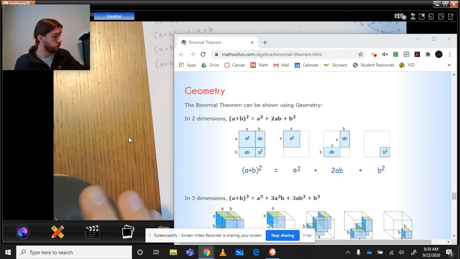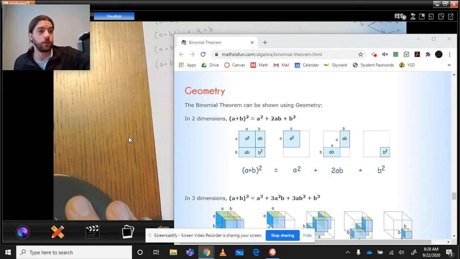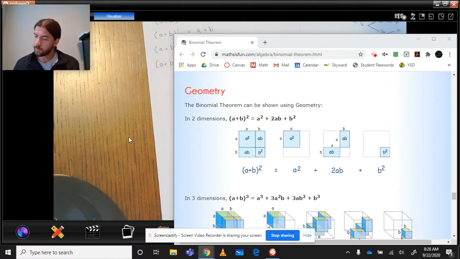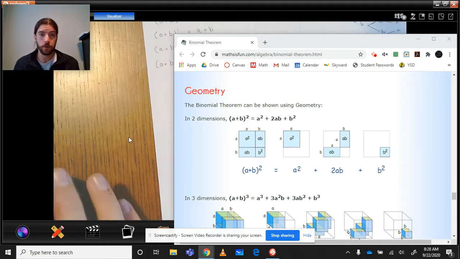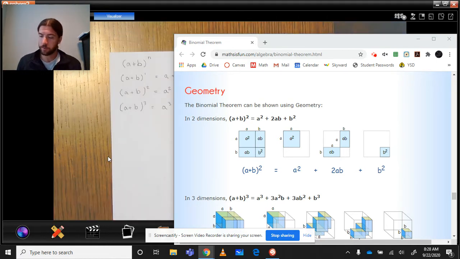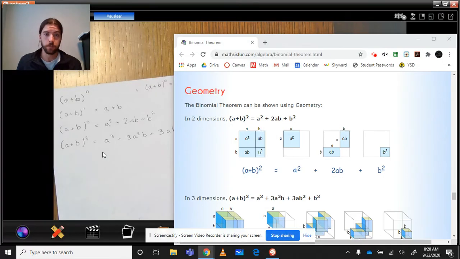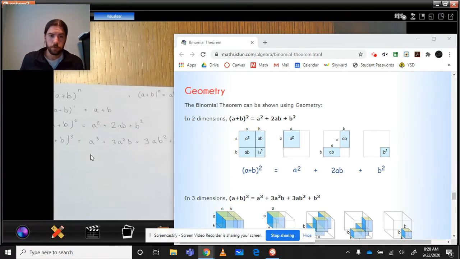Okay, so we're now going to talk about something called Pascal's triangle, and we're going to approach it by looking at some of the patterns that have been established already in our expansion of binomials. So, for example, in our expansion of binomials, I want to look at the coefficients real quick.